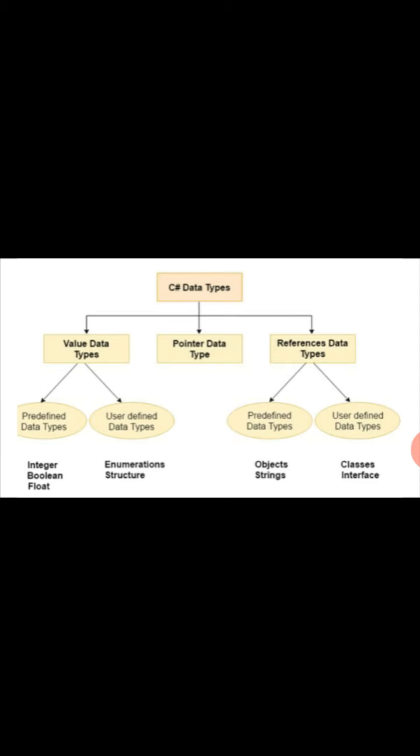C sharp data types. A data type specifies the type of data that a variable can store, such as integer, floating, character, etc. There are three types of data types in C sharp language.